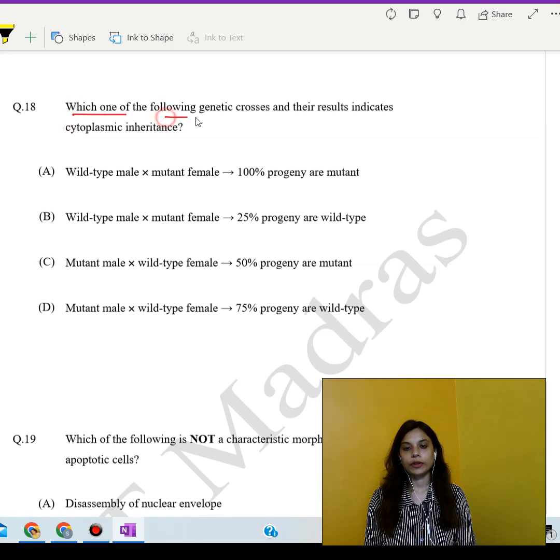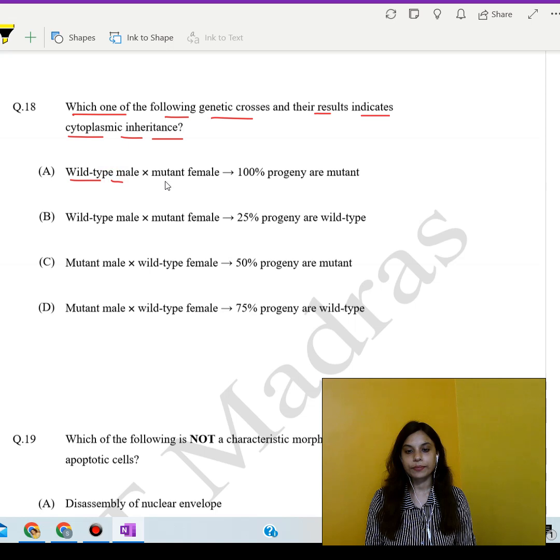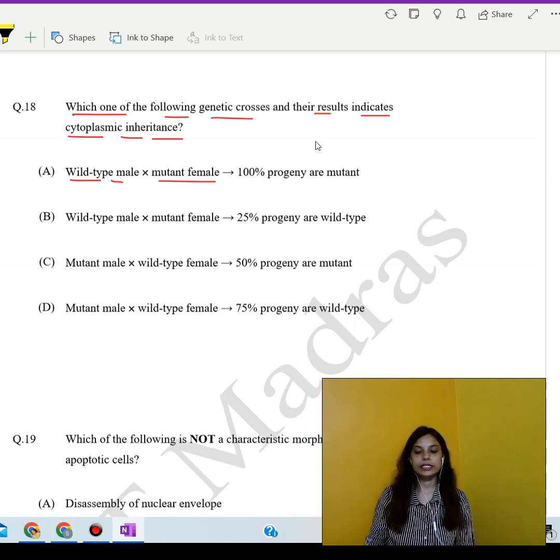Which one of the following genetic crosses and their results indicates the cytoplasmic inheritance? Now over here we have got 4 options. The first one says wild type male, mutant female, 100% progeny mutant. Now for cytoplasmic inheritance, first let us discuss what is cytoplasmic inheritance.